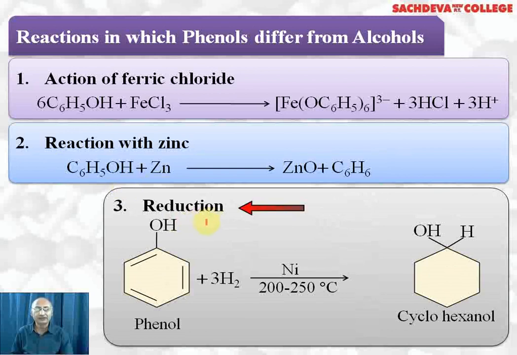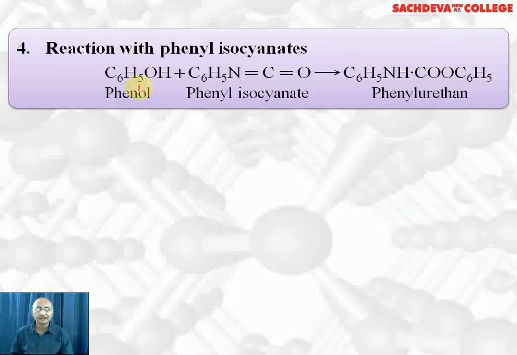Next, we are taking reduction of phenol with the help of nickel as a catalyst. We are adding 3H2. Temperature is 200 to 250 degrees centigrade. So all the double bonds will be reduced and each carbon will gain 1 hydrogen. The product formed will be cyclohexanol. So phenol on reduction gives cyclohexanol. Next reaction, we are reacting phenol with phenyl isocyanate. It results in the formation of C6H5NHCOOC6H5. Phenyl urethane is formed.